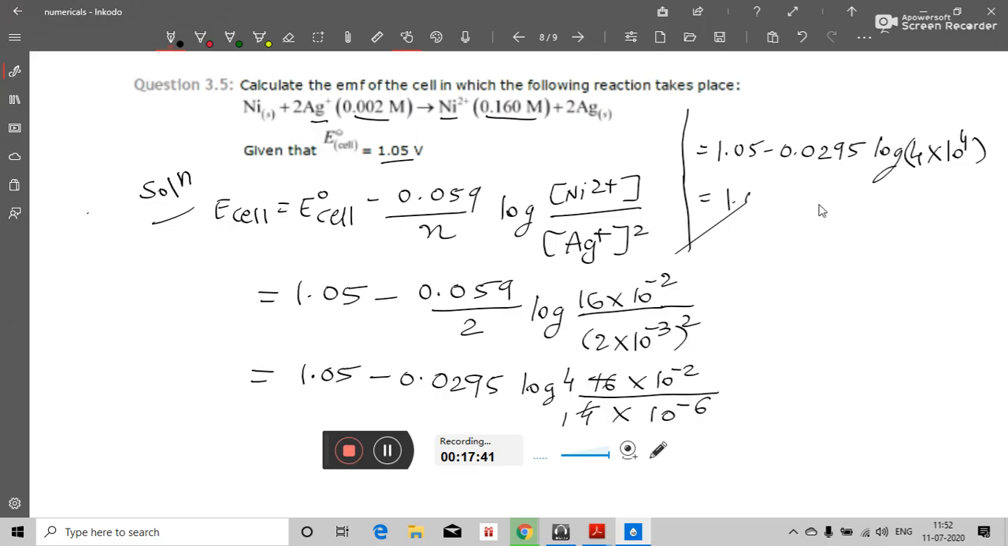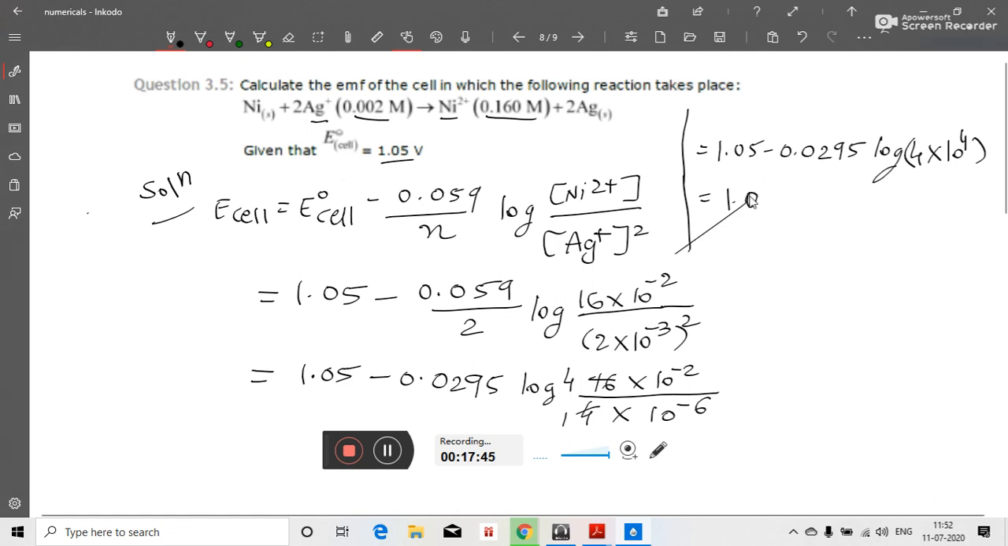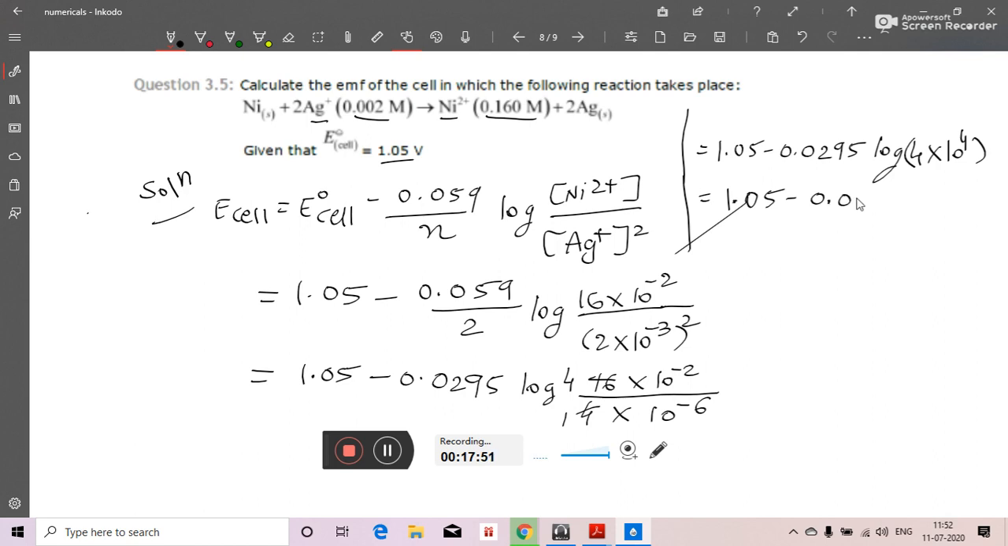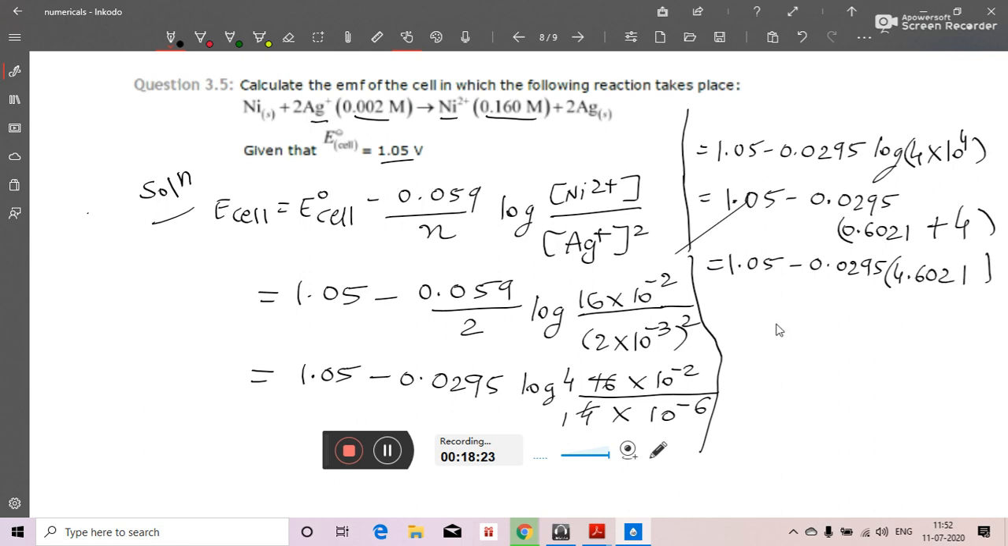So it is 1.05 minus 0.0295. Now log of 4 is 0.6021. Now multiplication is there, so there will be plus sign. And log 10 raised to 4 is 4. So that is equal to 1.05 minus 0.0295 into 4.6021. So that is equal to 1.05.